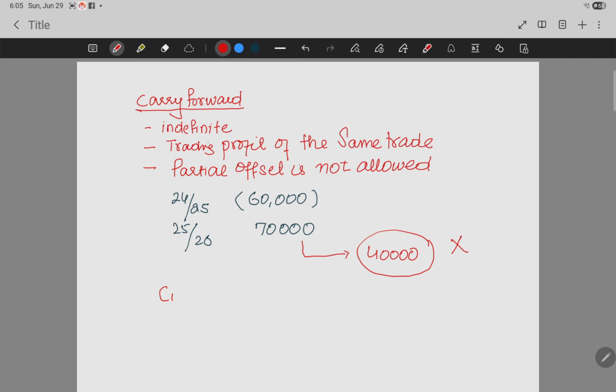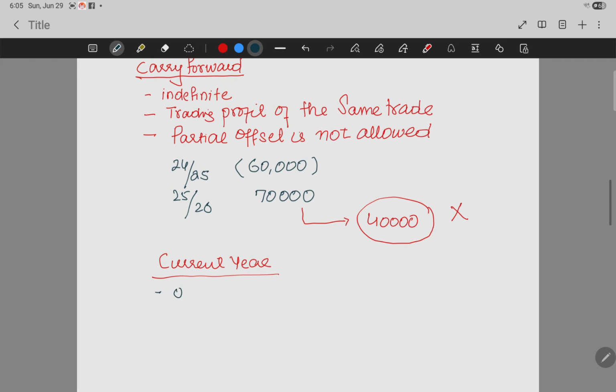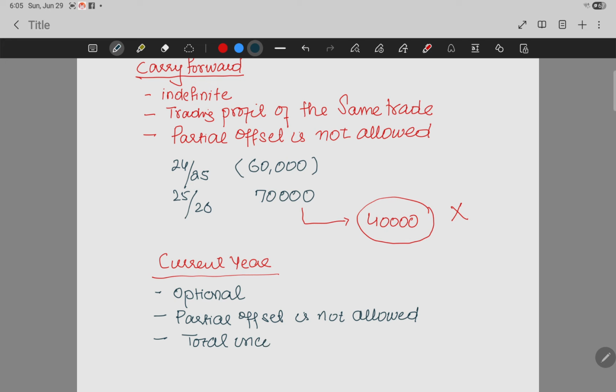Now the next thing is current year loss relief, and here this is an optional loss relief. It has to be set off against total income. Partial offset is not allowed to set off against total income.